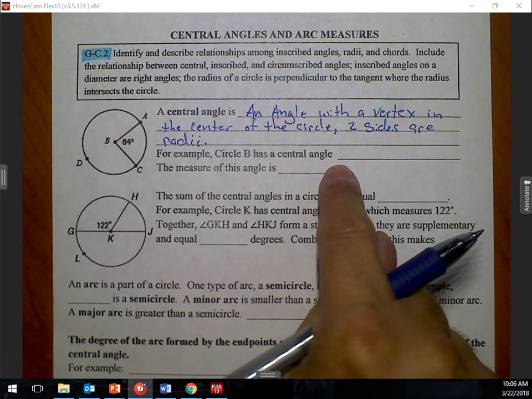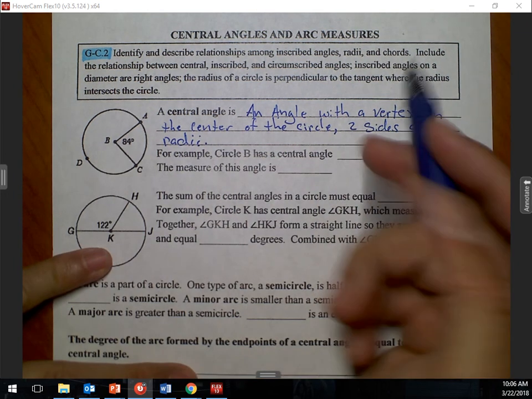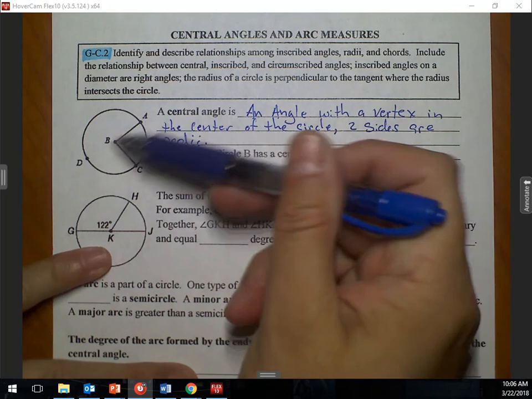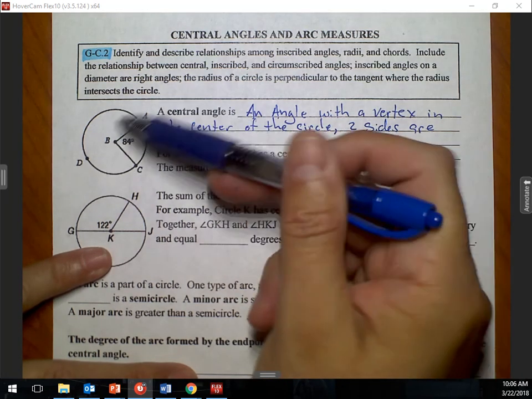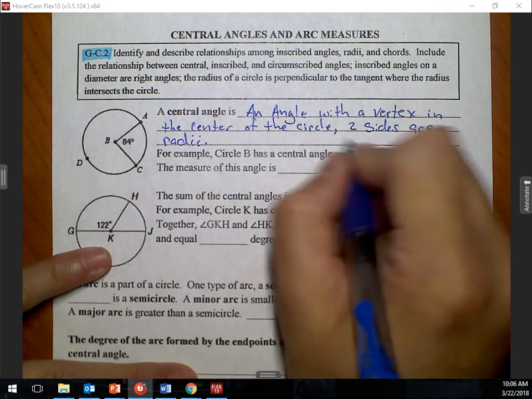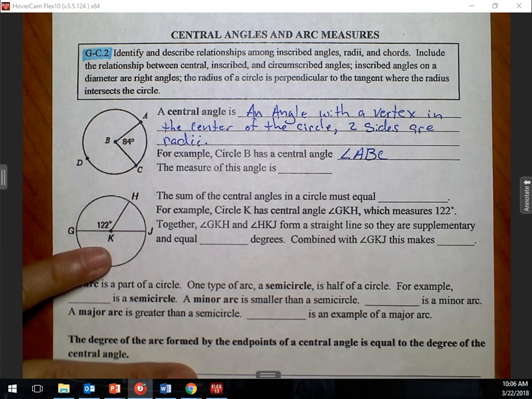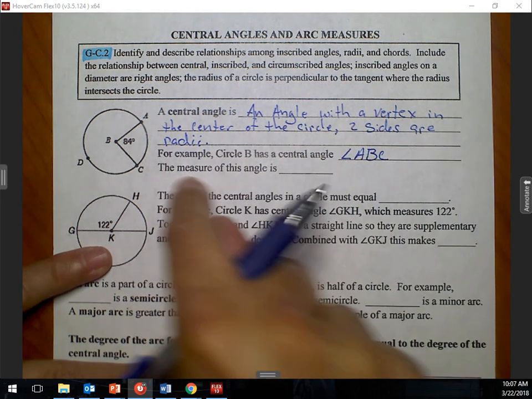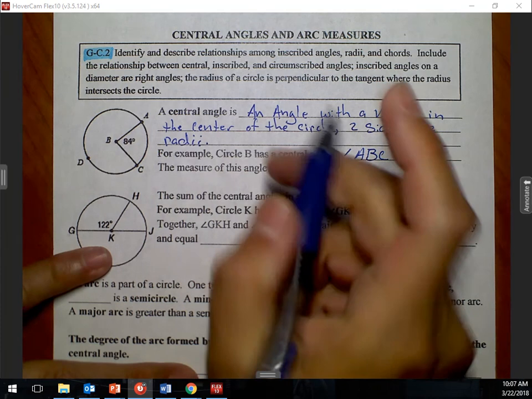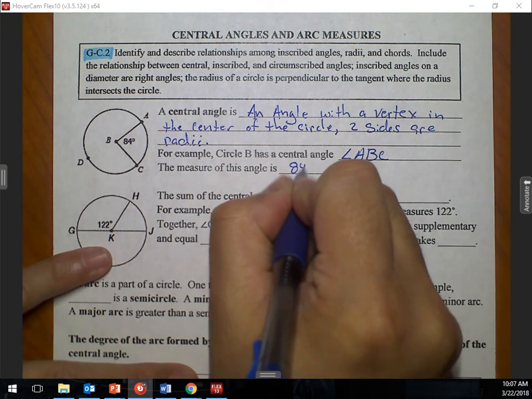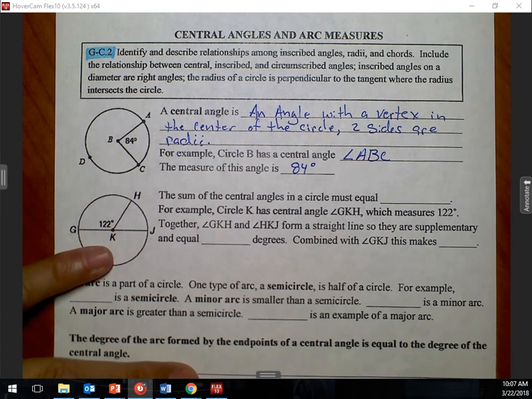Circle B has a central angle of, okay, let's label it. What is the angle called? I would call it angle what? Angle ABC. Very good. The measure of this angle is 84 degrees. Easy? Yep. Okay.